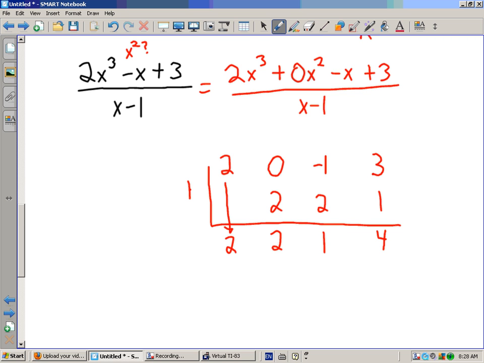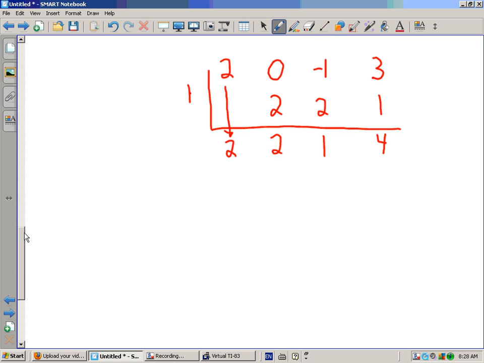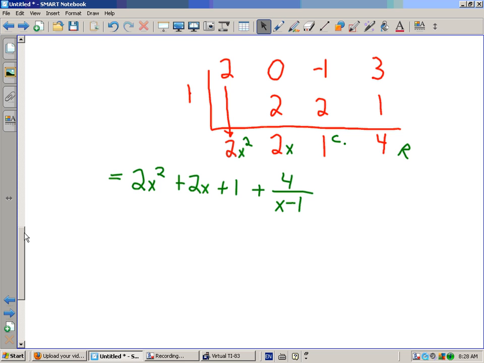So what we are left with is, since this is our remainder, this is our constant term, this is our x term, this is our x squared term, once we do that division, 2x squared plus 2x plus 1 plus 4 divided by x minus 1. Because that 4 is our remainder, it's still being divided by x minus 1.